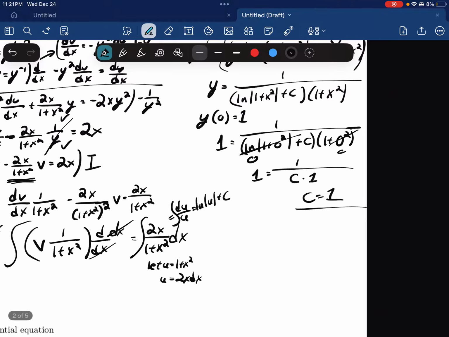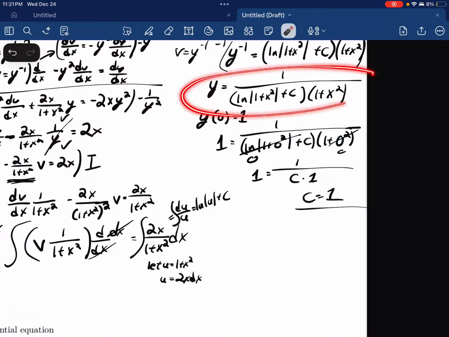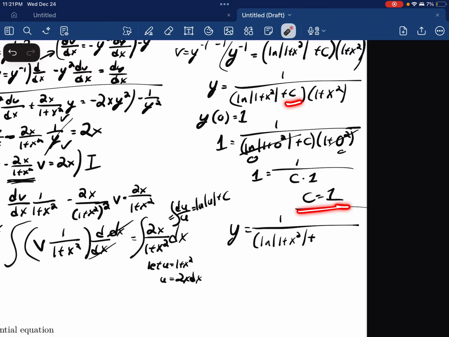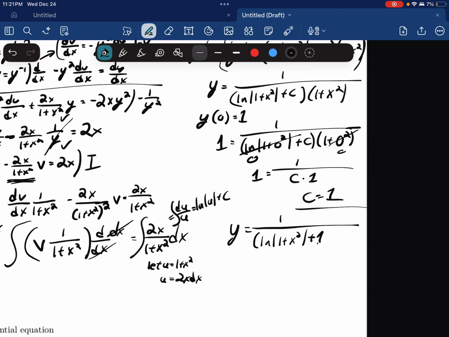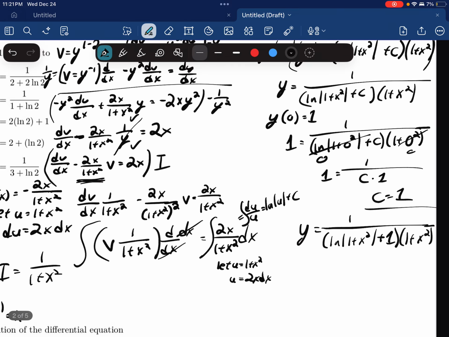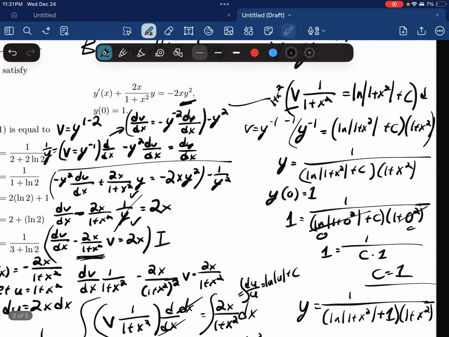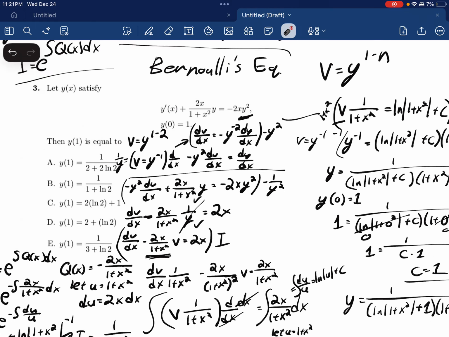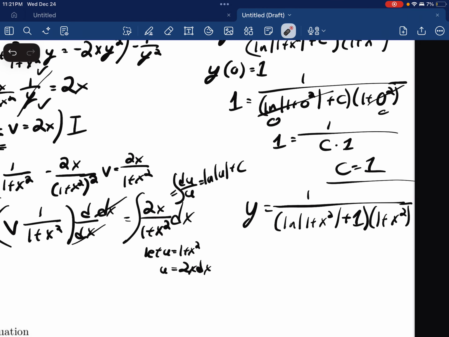Okay, now we have found our particular solution. y is equal to 1 over natural log of 1 plus x squared plus c, but c here is 1, plus 1, times 1 plus x squared. Now, what they're asking you to find is what y of 1 is equal to. So let's find y of 1.